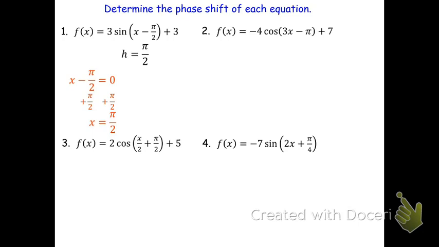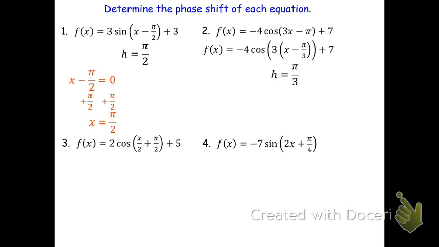For problem number 2, I'm going to take the 3x minus pi and factor it out. It's got a 3 for the frequency, so I'm going to factor a 3 out of both the 3x and the negative pi. 3 goes into 3x one x times, and negative pi divided by 3 would be negative pi over 3. This means the new function would be f(x) = -4 cos(3(x - pi/3)) + 7. So it'll look like this. I factored out the 3. Now I can see the shift. x minus h tells me that the h value is pi over 3.